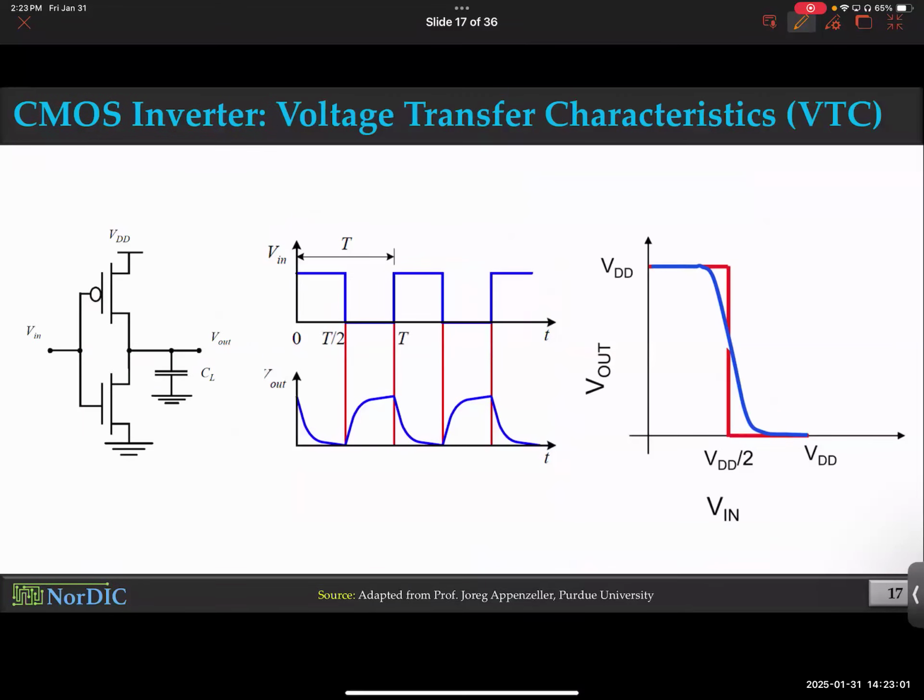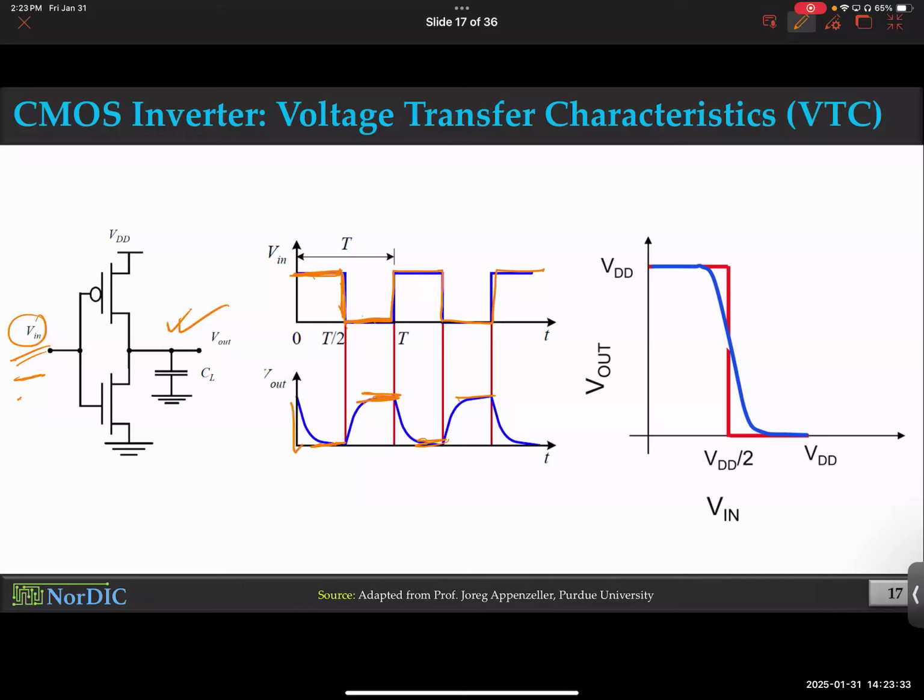Now, let's look at the transient characteristics with respect to time. Imagine this is a pulse that you're giving. Input, high voltage, 0, high voltage, 0, and so on. So when you apply this high voltage to the input, what do you expect at the output? Low, 0. And that's what you get here. When you apply low voltage at the input, what do you expect at the output? High voltage. And that's what you see here.